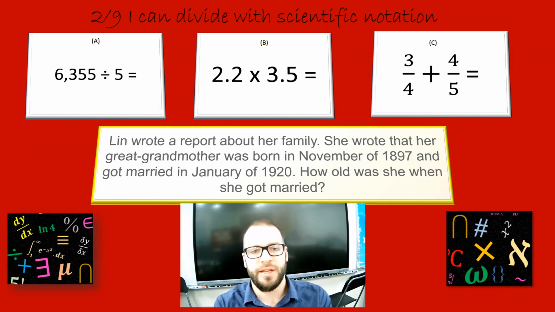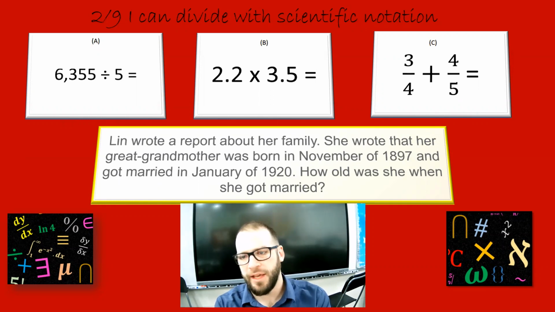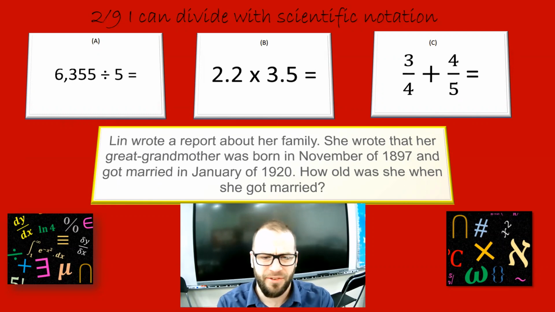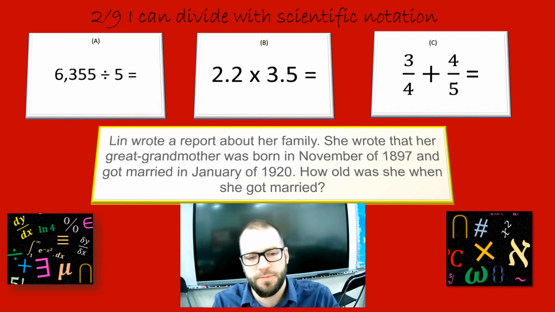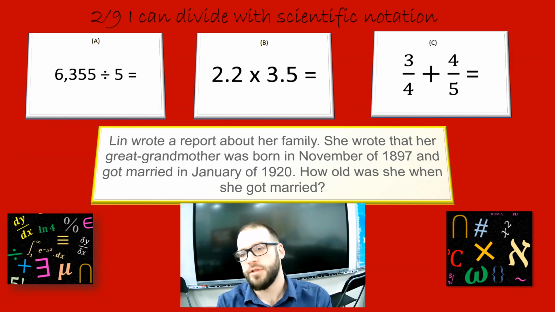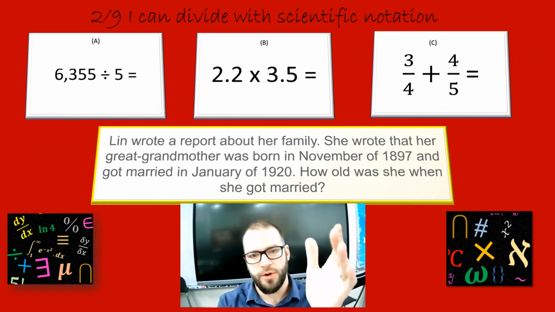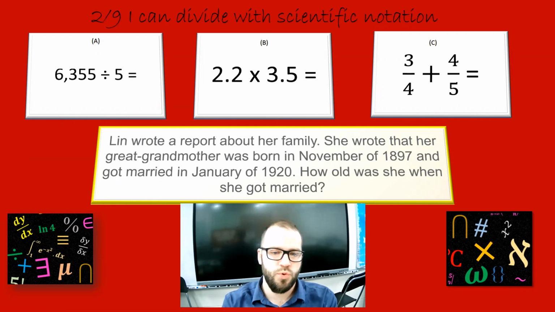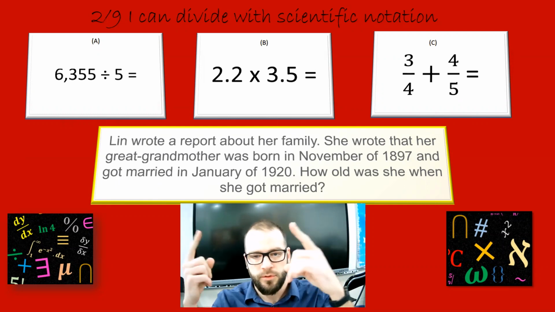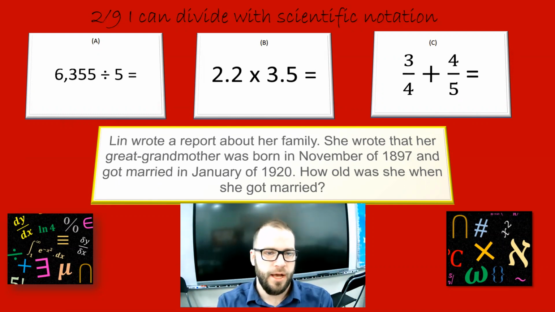Today is February 9th. I can divide with scientific notation. I know what you're thinking: Mr. Stahl, scientific notation is when you multiply and move the decimal. Well, today we are going to divide. Here are your challenge questions. I hope you guys already rocked them and knocked them out of the park. And if you did not, rock them out of the park.